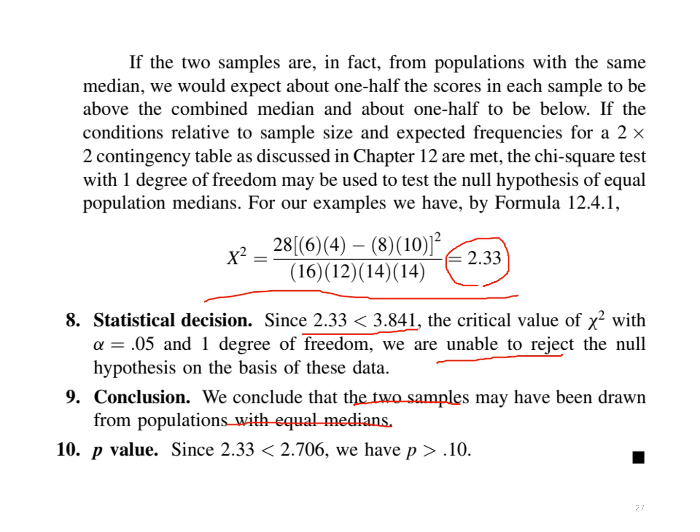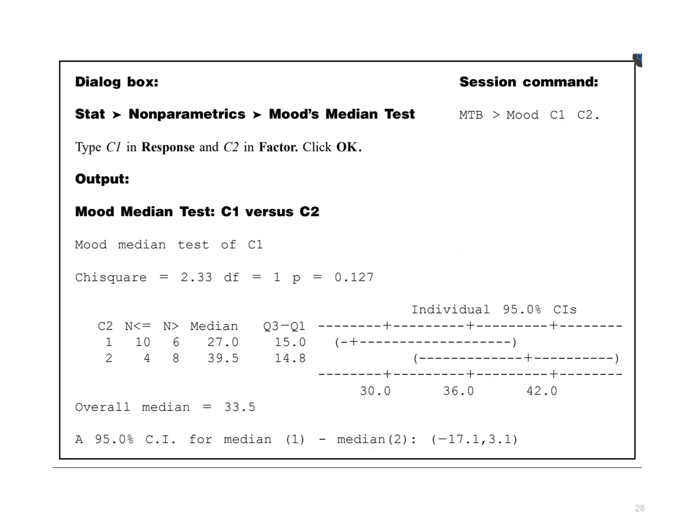Okay, so that's the result for this test. There is a computer output here. Here we have the median for the first group and the second group, and the medians are different. Yes, this is the table, right?